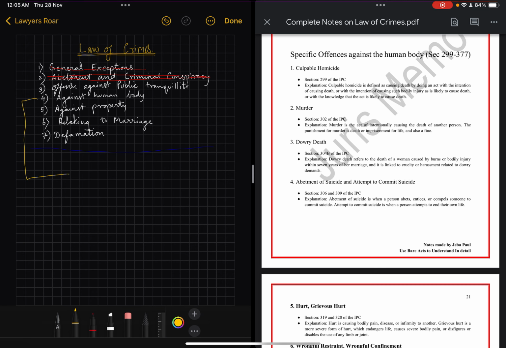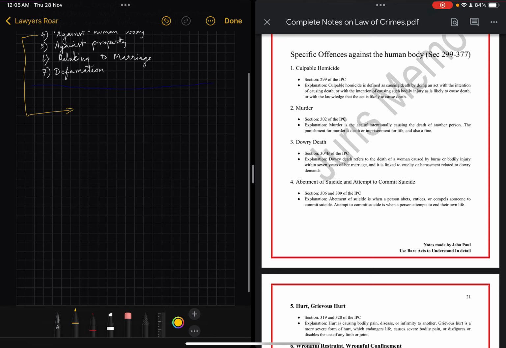That is topic number 4. Okay, so what is it saying? The number one which we are starting here is culpable homicide. So what is culpable homicide? It's explained in IPC section 299. Okay, this is where we define culpable homicide.